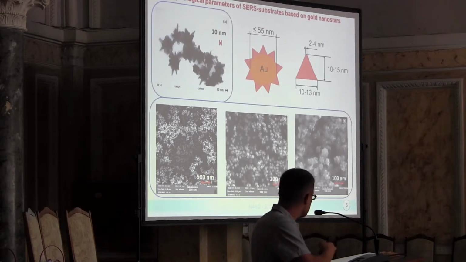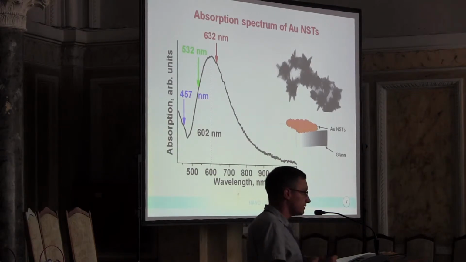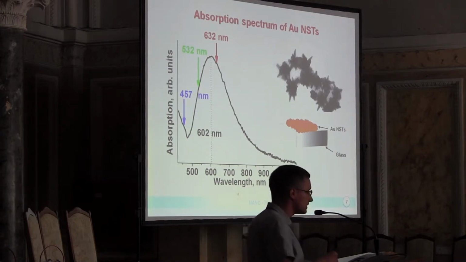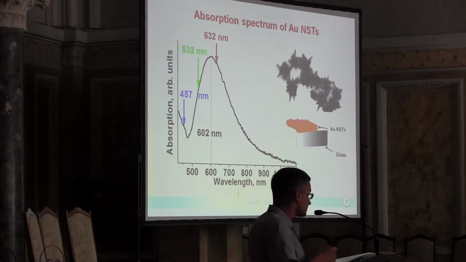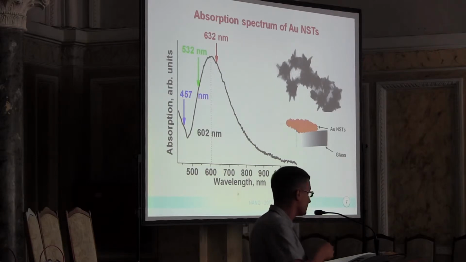So such morphology you can see, and we have measured the optical spectrum, and you see the absorption maximum is placed at 600 nanometers, and these arrows indicate the wavelengths used in Raman measurements. So we have synthesized nanoparticles taking into consideration that we will use these lasers. Let me mention that one laser did not fall into the plasmonic absorption band.